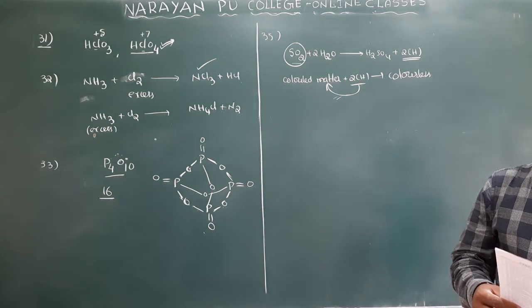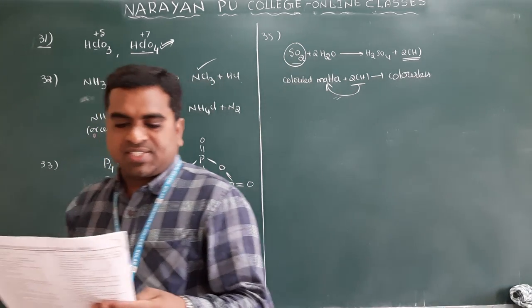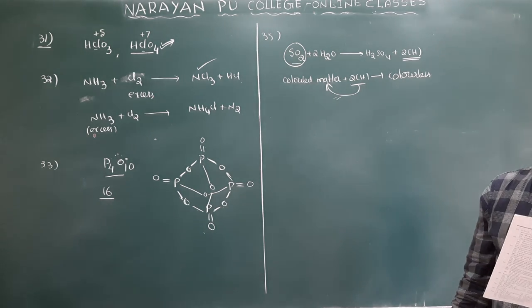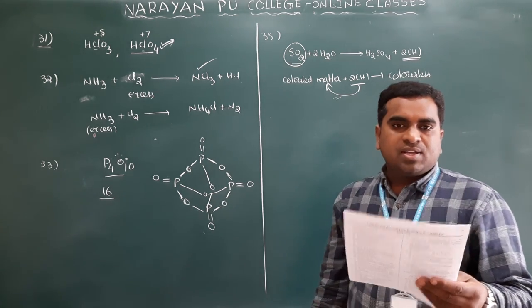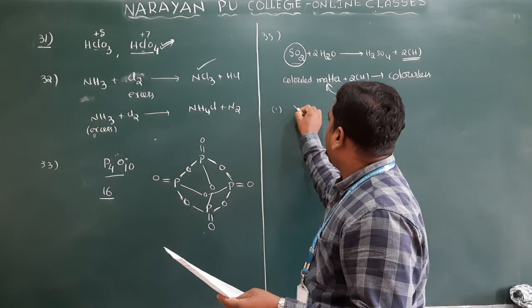Next one. Among the following, XeO3, XeO4, XeF6, which have the same number of lone pairs on the xenon atom? You have to calculate the lone pairs. The first one, what is it here?